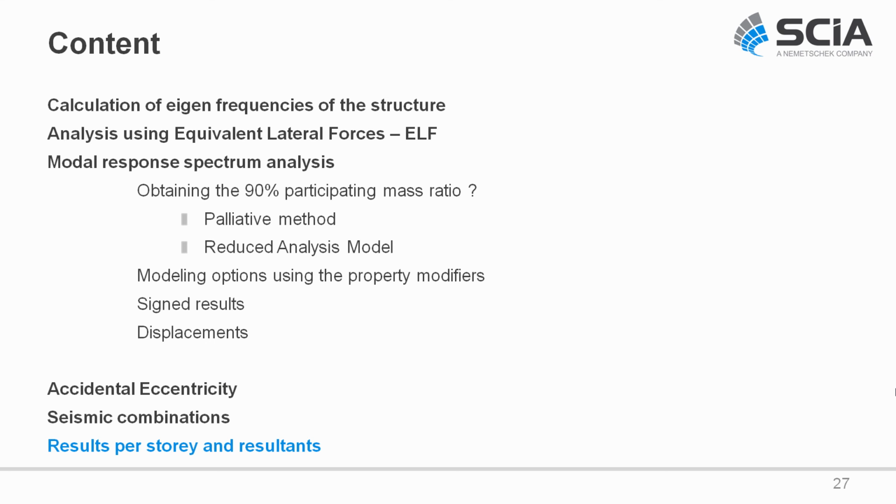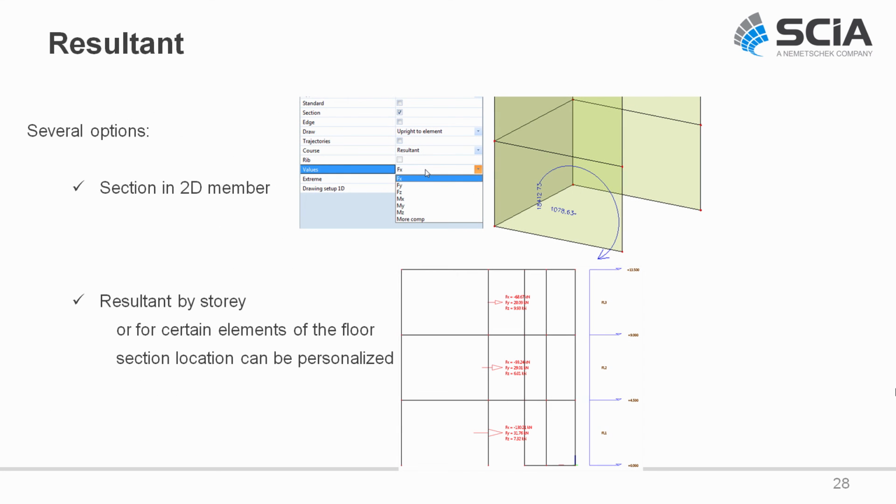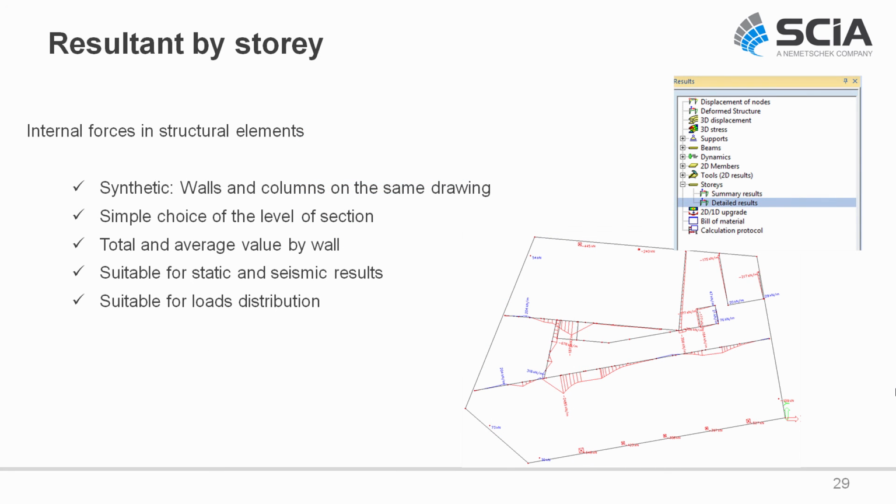So here comes our last part of this webinar, the results per story and the resultant forces. As we saw in SCIA Engineer, we have several options to see the results. We can choose to show a section in 2D member, or we can show the resultant per story for certain element of the floor section, for example. We can check the internal forces in structural elements.